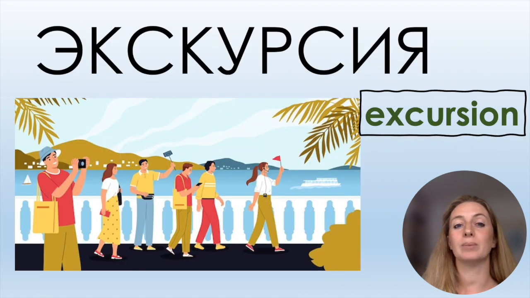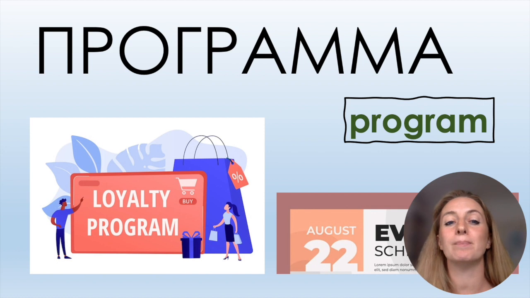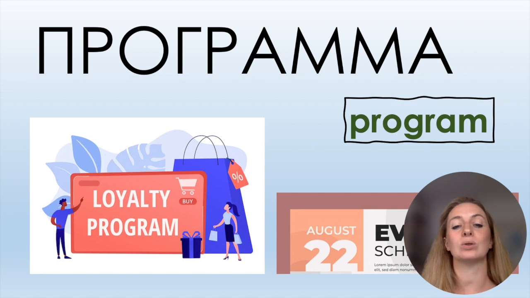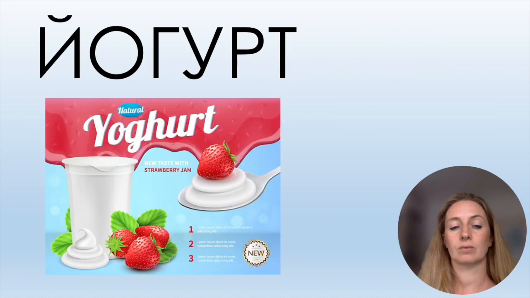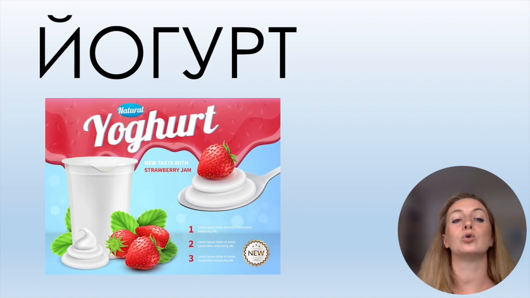Or maybe you go on an excursion. Экскурсия. Программа. We pronounce O like A. So all vowels in this word sound like A. Программа. Йогурт. You know already the first letter, Й. And now you know also the third letter, Г. Йогурт.